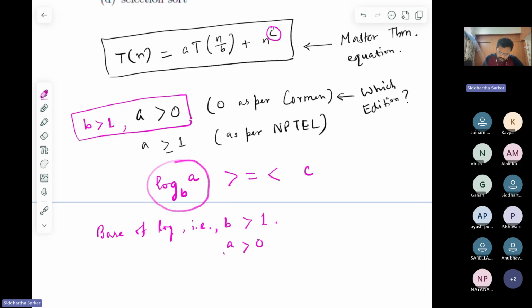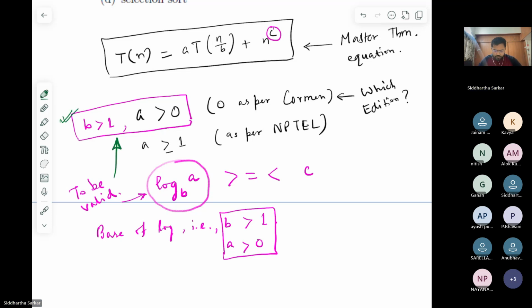So in my opinion, whatever Cormen is writing is fine. As per the definition of log, for this expression to be valid, we should have no issues assuming that b is greater than 1 and a is greater than 0. This is my explanation for why this is right. Did you understand what I said? Yes, sir. Okay. Do you have any further questions?